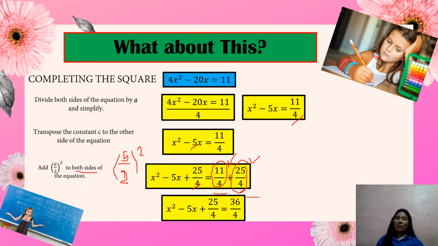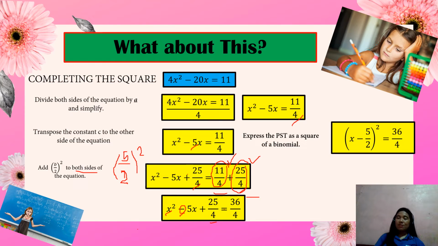Alright, so the next step is to express the left side of the equation as a square of a binomial. I already told you how to do this. You just need to put in the variable, choose the sign of the middle term, and take out the square root of your last term. Therefore, this must be x minus 5 over 2, coming from the square root of 25 and the square root of 4. So that must be x minus 5 over 2 squared, equal to the same number, 36 over 4.